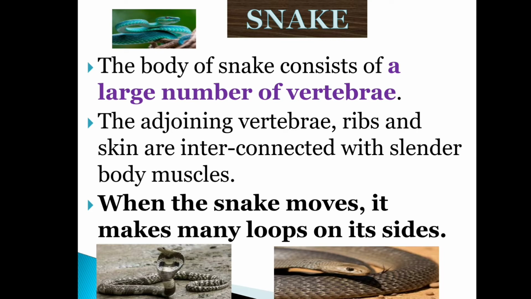So the body of the snake consists of a large number of vertebrae, and the adjoining vertebrae, ribs and skin are interconnected, interlinked with slender body muscles, with gracefully thin muscles. And when the snake moves, it makes many loops on its sides. So what are loops? Loops are shapes produced by a curve that bends round and crosses itself. Okay, so that is called a loop. You can see here in the picture, these are called loops. So when the snake moves, it makes many loops on its sides.